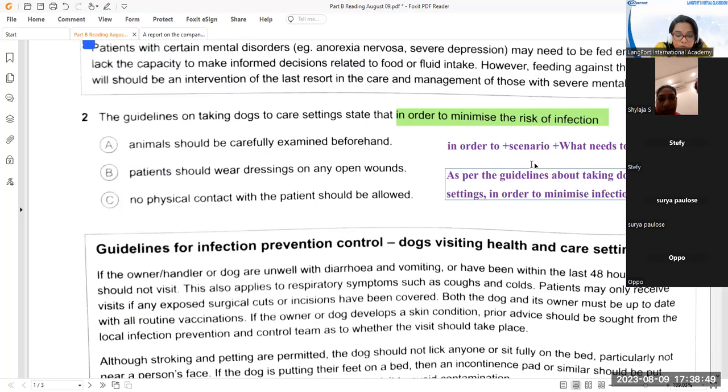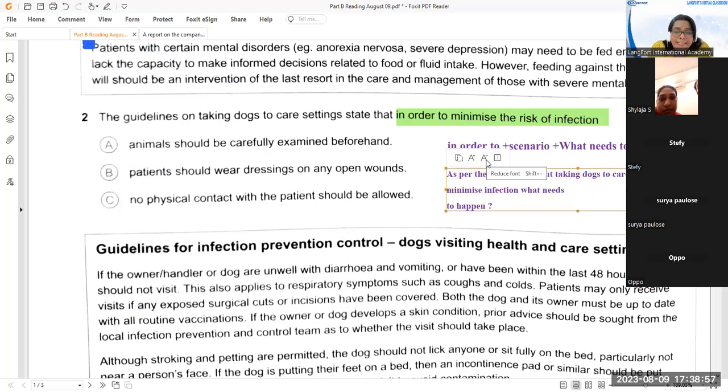Got it? All of you. What needs to happen, or what should happen according to the guidelines, in order to minimize infection? So all of you look at the interpretation. Understanding your question and interpreting it correctly is extremely important for multiple choice questions in OET. So all of you go through it.